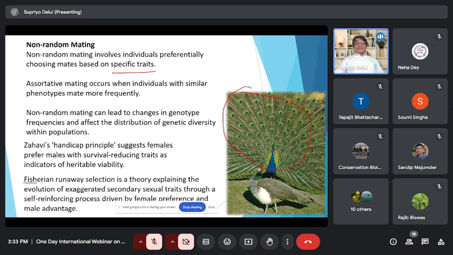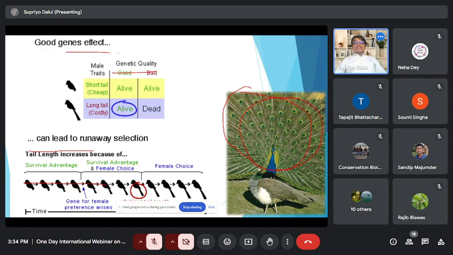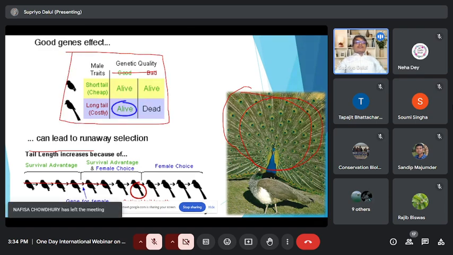And Fisher's runaway theory supports Zahavi's handicap model in a way. In a situation where the longer-tailed or bright colorful-tailed peacocks are getting selected by the females, it becomes like a snowball effect, because in every generation only this kind of male will be selected by the females, and this specific trait becomes fixed in the population. Here is a classic example of these two theories. There are a short-tailed bird and a long-tailed bird. Short-tailed male birds may have good or bad genetic quality, but they can survive in nature because of their short tail, because this is a cheap trait. But long-tailed birds will only stay alive if their genetic quality is good enough for their survival.